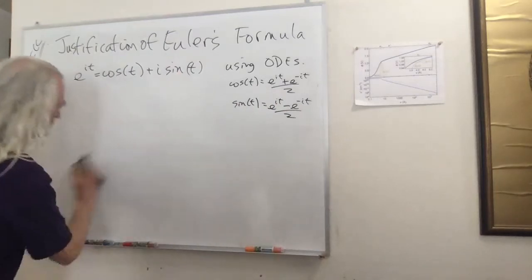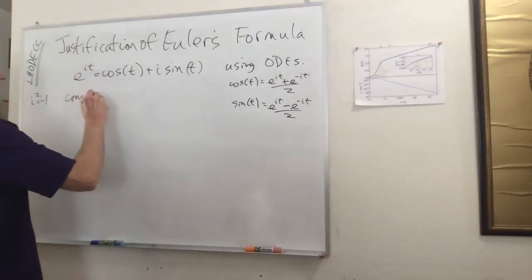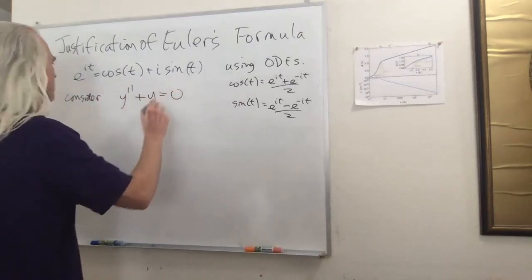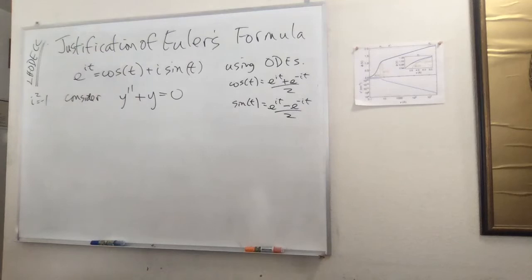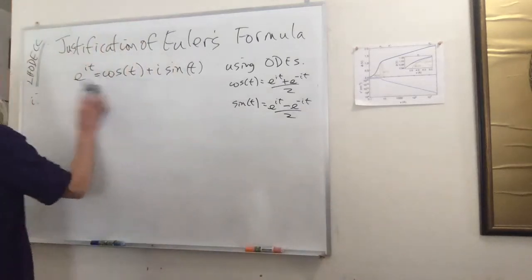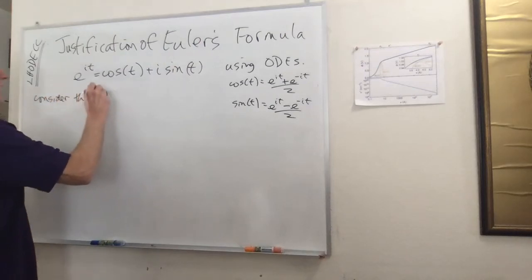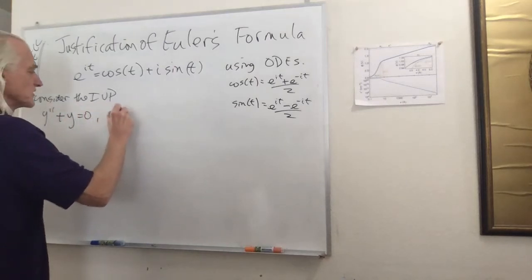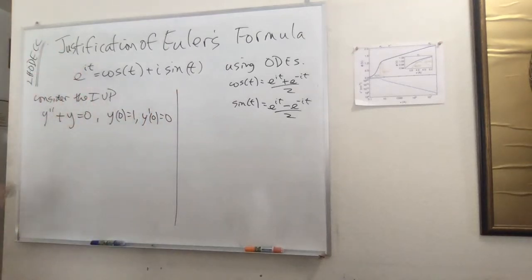So what I'm going to do is consider y double prime plus y equals 0. You have the IVP: y double prime plus y equals 0, y of 0 is 1, y prime of 0 equals 0. And I'm going to do another one later. But let's just do this one.